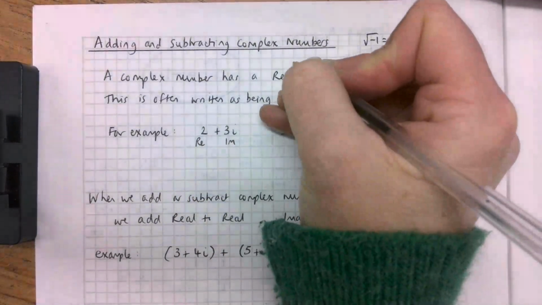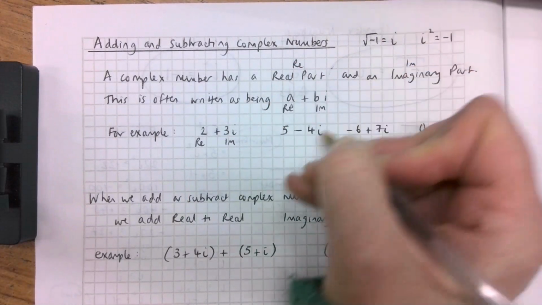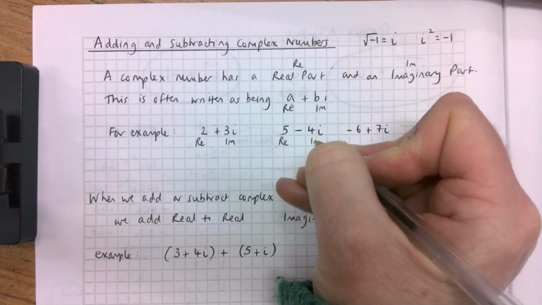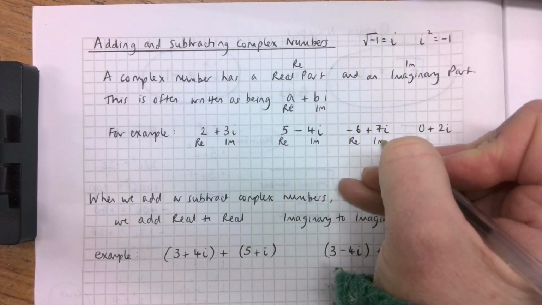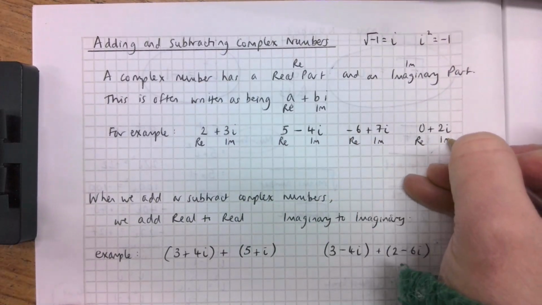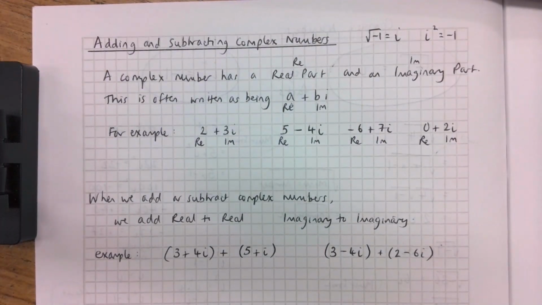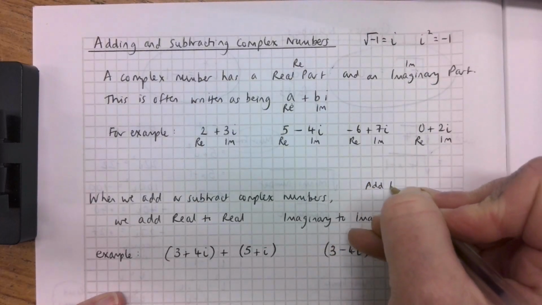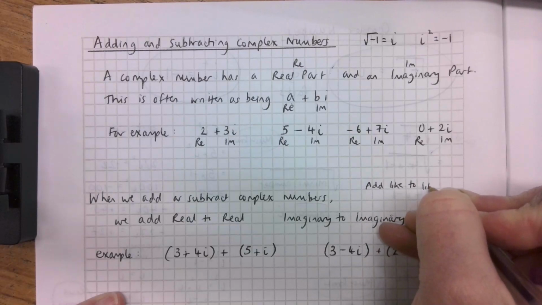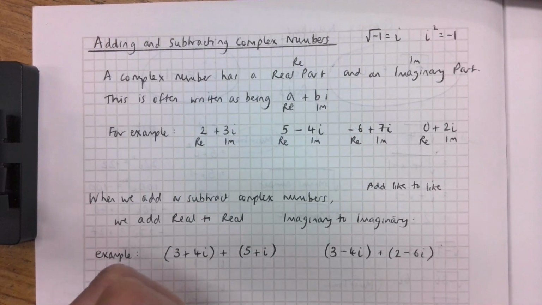Do you notice I'm using Re for real and Im for imaginary? So this would be the real, this would be the imaginary, this would be the real, this would be the imaginary, this would be the real, and this would be the imaginary. Now, that comes in very handy when it comes to adding and subtracting, because like in algebra, we only can add things that are the same to each other. So we only ever add like to like in algebra. So we add x's to x's, y's to y's, x squareds to x squareds, y cubed to y cubed, and so on. Okay, so in complex numbers we add real to real and imaginary to imaginary.